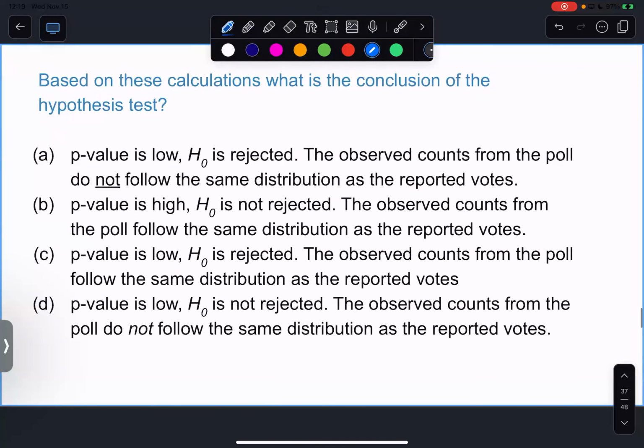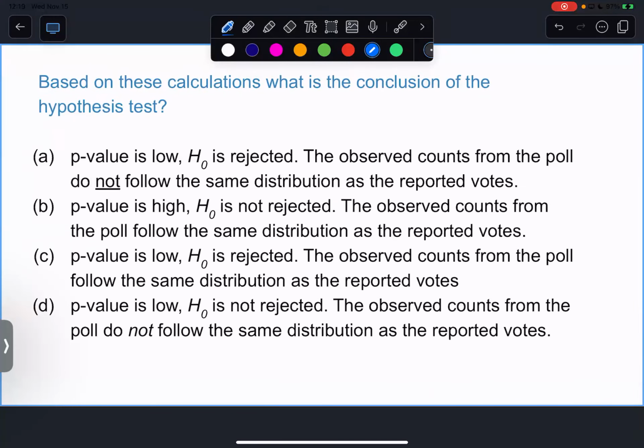So our conclusion, you're going to reject H naught, which is only A or C. The p-value is low, H naught is rejected. The observed counts from the poll do not follow the same distribution as the reported votes. That sounds good. The observed counts from the poll follow the same distribution as the reported votes. I'm going to go with A.